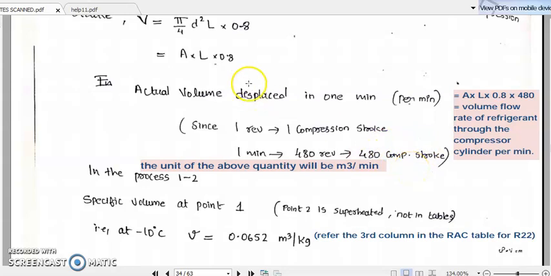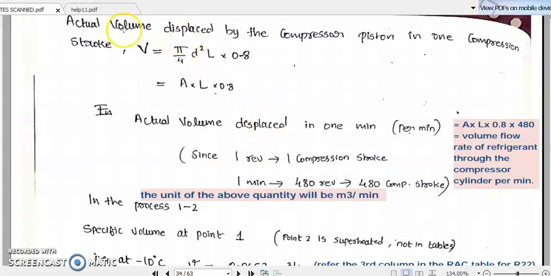Okay, so what does that mean? This A into L into 0.8 will be the actual volume displaced by the compressor in one compression stroke. But in 1 minute how many compression strokes will be there? 480 compression strokes. So the actual volume displaced per minute will be 480 times this value, A into L into 0.8. So that is given here.